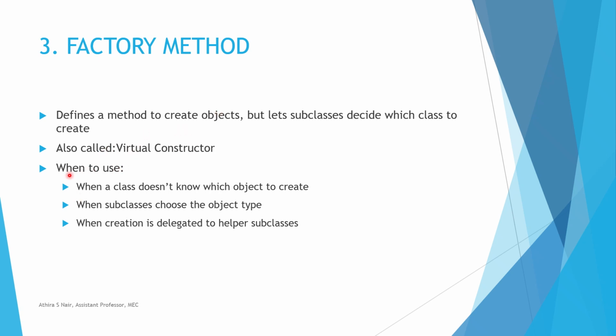We can use the factory method pattern when a class cannot anticipate the class of objects it must create, or a class wants its subclasses to specify the objects it creates, or a class delegates responsibility to one of several helper subclasses, and you want to localize the knowledge of which helper subclass is the delegate.